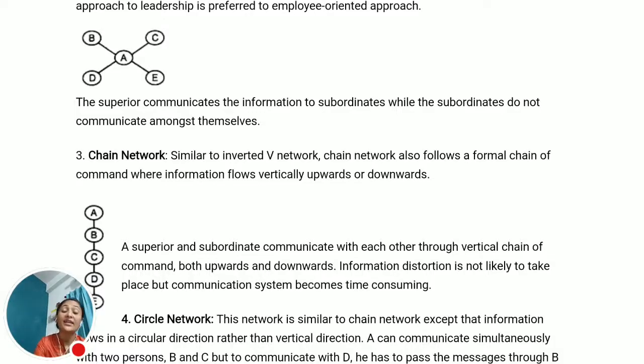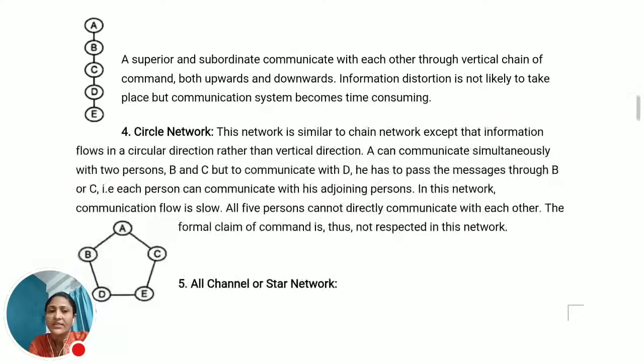But the communication system is also very time consuming, because see, if A wants to talk with D or E, then in that case he has to reach D or E through the middleman of the chain, like B, C or D in case of E. Okay, so these are very time consuming processes, and the communication effectiveness is also not as clear as it should be.